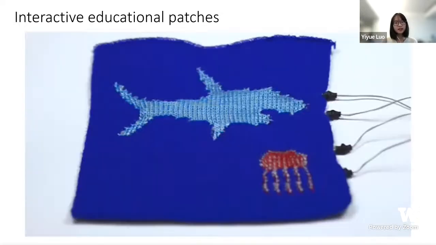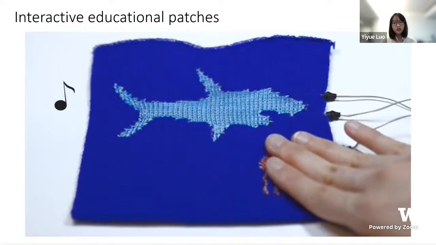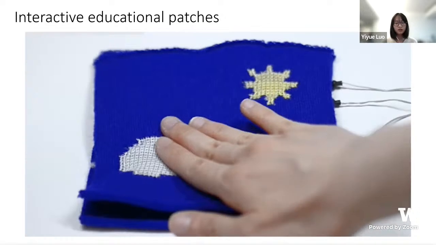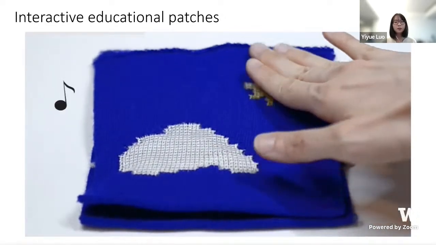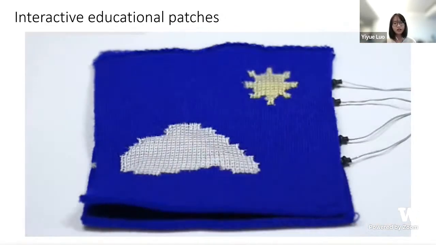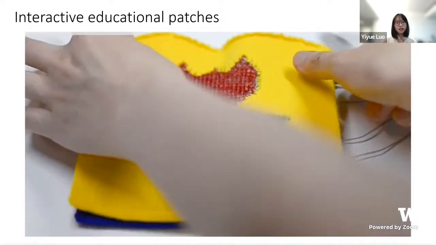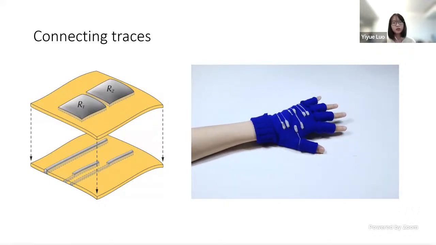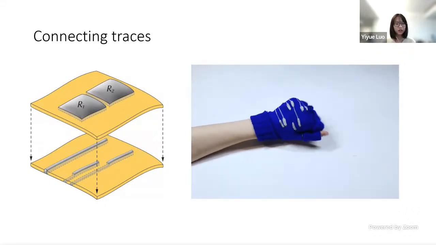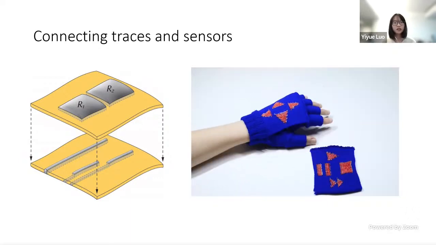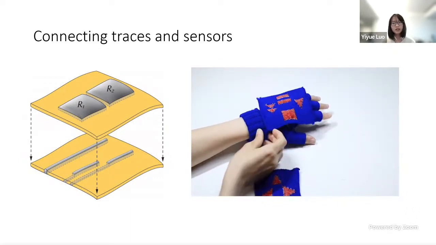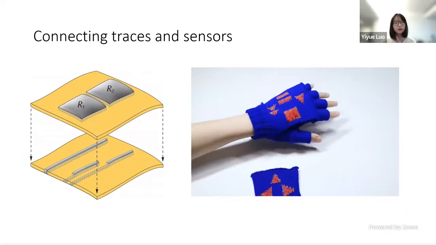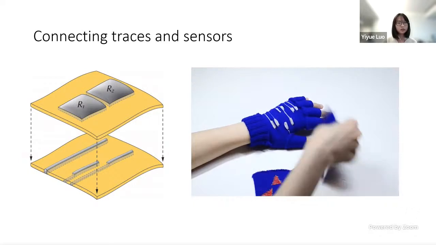So here we showed the textile-based interactive educational patches. It contains two parts: a bottom knitted pad with conductive traces for the ease of electrical connection, and the top interchangeable knits with integrated pressure sensor and customized graphical designs. And here shows another example where the bottom electrical traces are incorporated into a full-size glove. And different top sensing layers with customized graphical designs can be coupled with the same electrical traces to form a wearable user interface for different using scenarios.